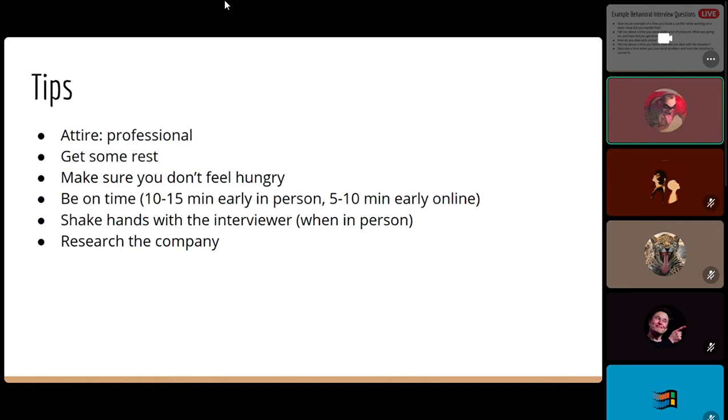Okay, so for tips, these are just pretty general, but just make sure your attire is professional. Don't come with a t-shirt. Obviously get some rest the day before, get a good night's sleep. And make sure you're not hungry. I don't know, sometimes I feel hungry during the interview, so just get a snack before, I guess.